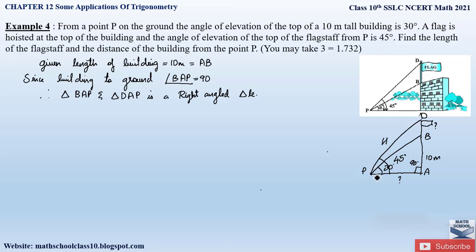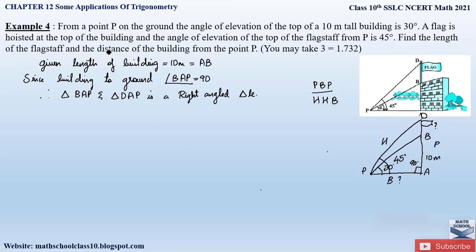Since AP is the acute angle, the side opposite the acute angle is the perpendicular and the side along it will be our base. So now let us first find out the distance of the building from the point P, that is, let us find out the distance PA. Now to these right angled triangles we can apply the trigonometric ratios. To find the trigonometric ratios we should know this fraction, that is perpendicular divided by hypotenuse.